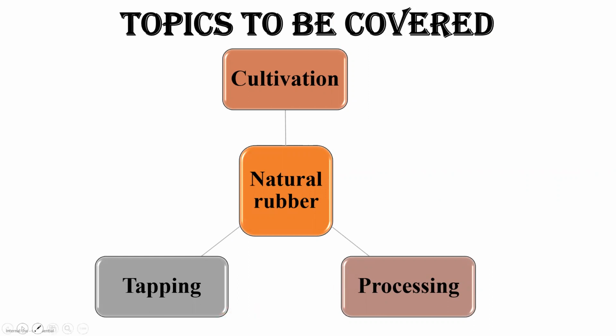So our topic for today's discussion is rubber, or natural rubber, that pivots around these three topics, right? These three topics: cultivation, packing, and processing, right?